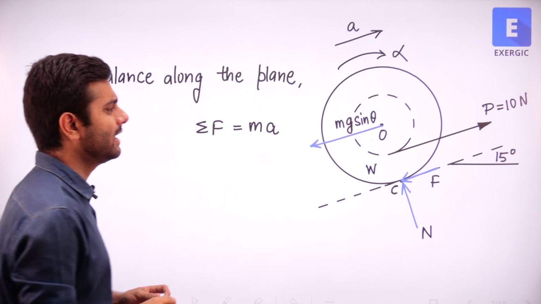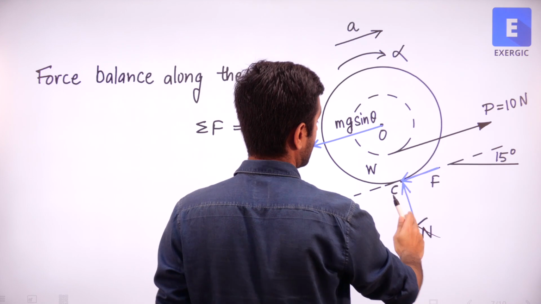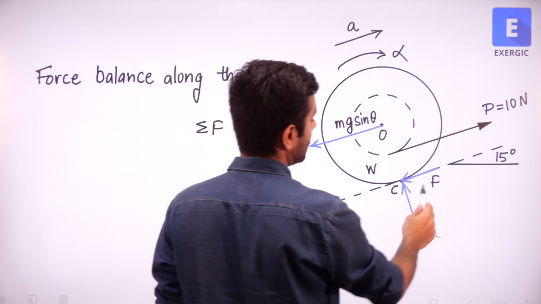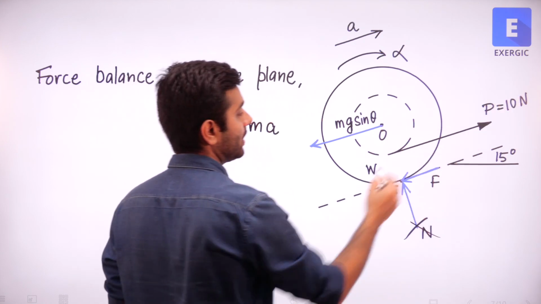Now along this incline, what are the forces acting? This one is not going to come, because it is exactly perpendicular to the incline. If you take the cos component, it will be 0. So this is not going to come. P will come, F will come, correct?